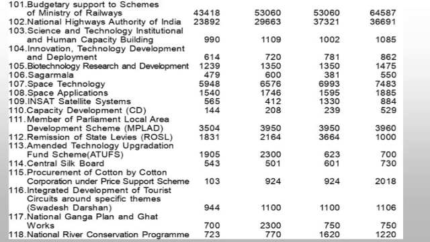Besides this, another important one, see the item number 107, space technology, Gaganyaan and all, for which the central government has given almost 7,483 crores.